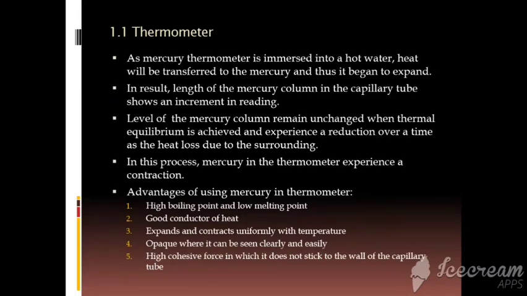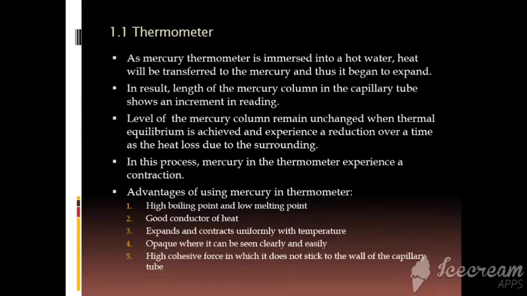Now, moving on to the thermometer. As a mercury thermometer is immersed into hot water, heat will be transferred to the mercury and thus it begins to expand. As a result, the length of the mercury column in the capillary tube shows an increment in reading. The level of the mercury column remains unchanged when thermal equilibrium is achieved, and experiences a reduction over time as heat is lost to the surroundings. In this process, mercury in the thermometer experiences a contraction.